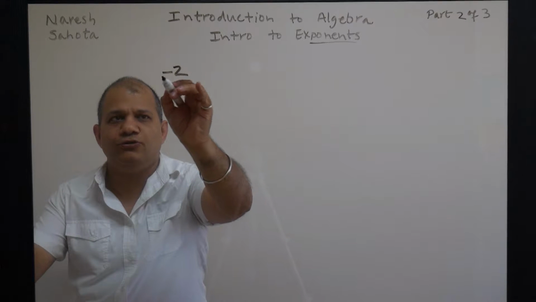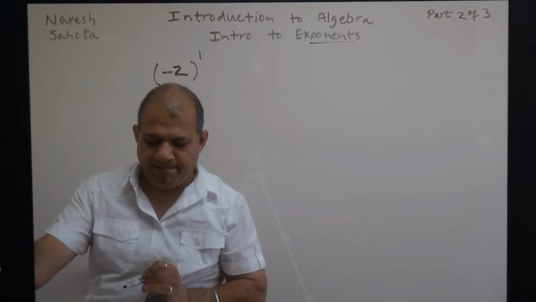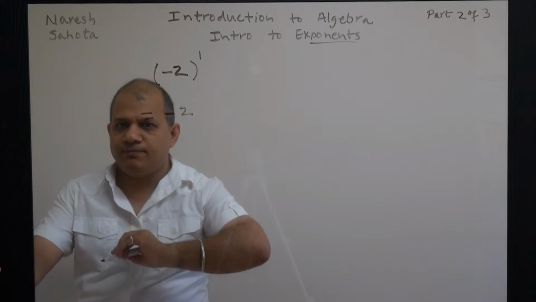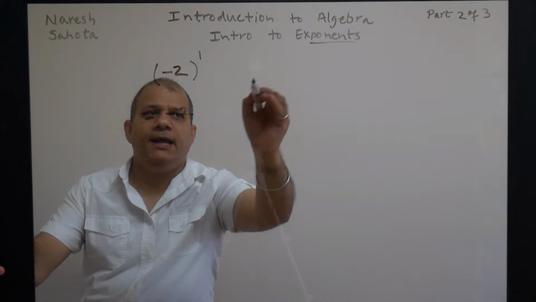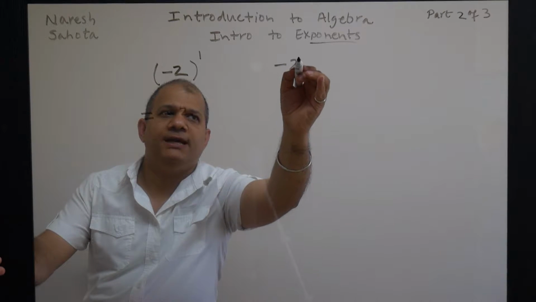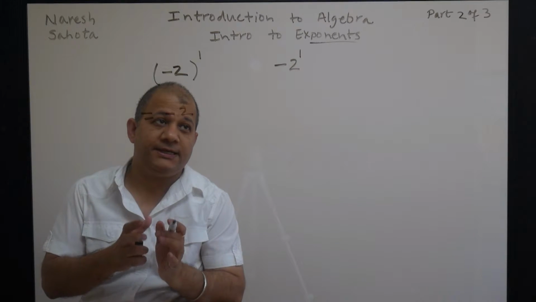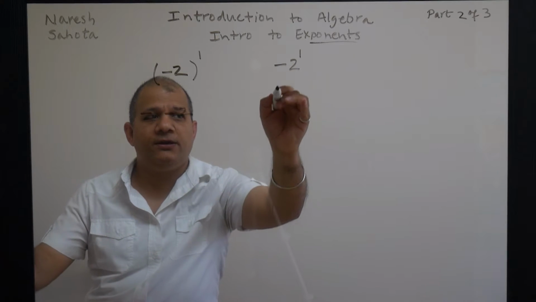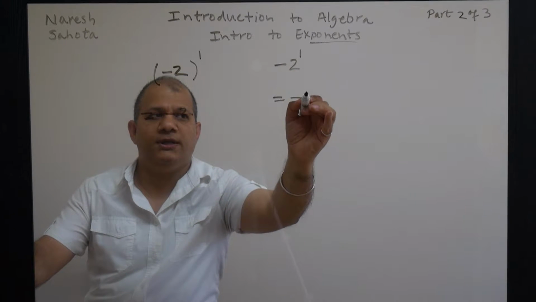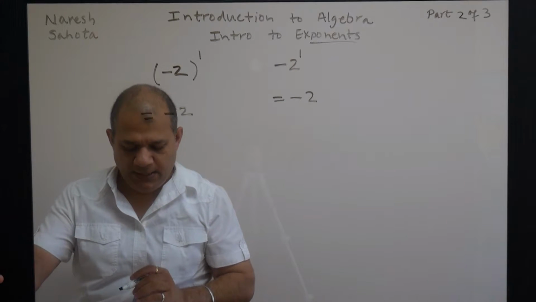So negative 2 raised to the exponent 1. Okay. So this is equal to negative 2, right? And now we're going to compare this. What if we wrote negative 2 as is raised to the exponent 1, where the base is not inside the brackets? So here the answer is the negative gets copied, 2 to the 1 is 2. So in both cases the answer is the same.